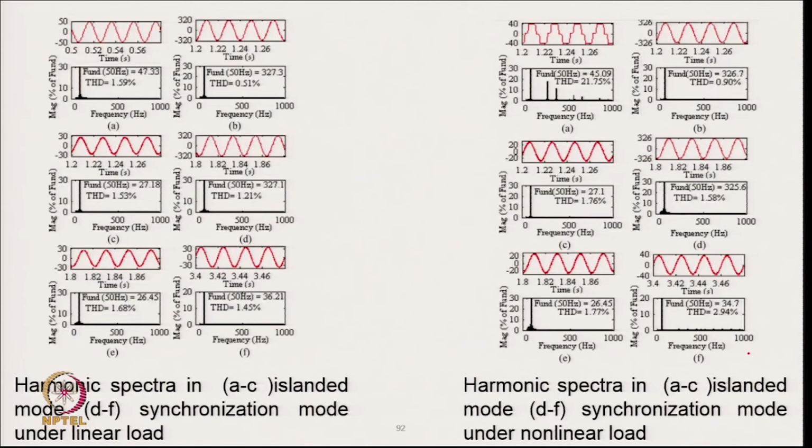So, the dynamics correspond to different modes, and the harmonic spectrum in case of synchronized mode and in terms of islanding mode. In islanding mode, even if you are feeding a very highly non-linear load current, the THD of the voltage remains quite low, even when you are feeding a very highly non-linear load, but when you are connected to the grid, your grid current THD is quite low.